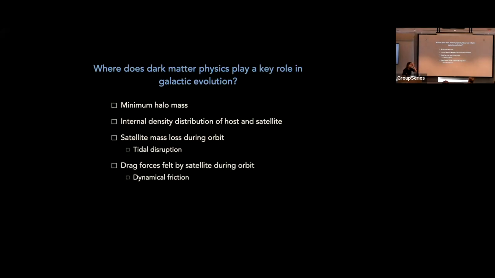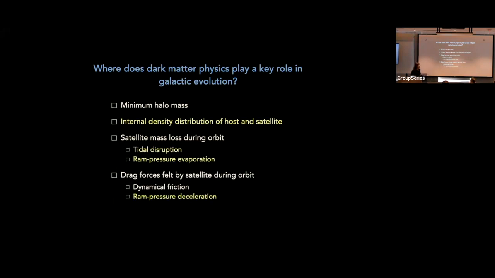Okay, so to tie this into the list that we started building earlier, all of the effects that we talked about in cold dark matter are still at play for SIDM, but now we're going to be adding a few more. So now we have ram pressure deceleration, which is an additional drag force felt by the satellite. And we have ram pressure evaporation, which gives us an additional method for losing mass in addition to tidal disruption. And built into this bullet point here is the fact that now we can form cores, or we can have this gravothermal collapse process. So we're really altering the internal density distribution of the satellites.